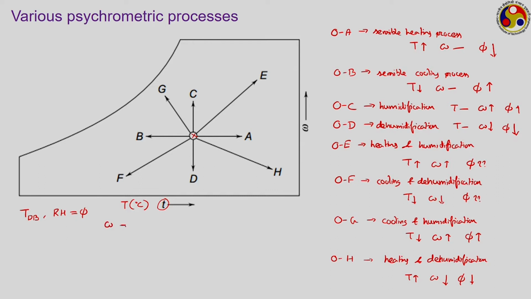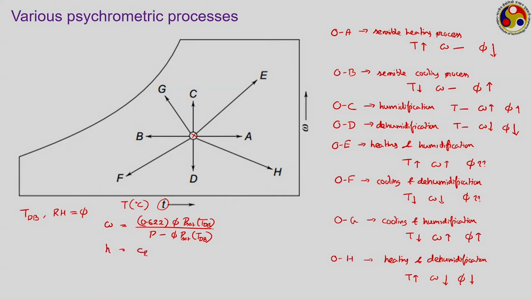how can you calculate the specific humidity from there? How can you calculate omega from this? You know that omega and phi have a relation something like omega equals 0.622 times phi times the saturation pressure corresponding to the given temperature, that is, the dry bulb temperature, divided by pressure minus the saturation pressure times the relative humidity. So, we can get omega from there, and once you get omega, we know how to calculate enthalpy.